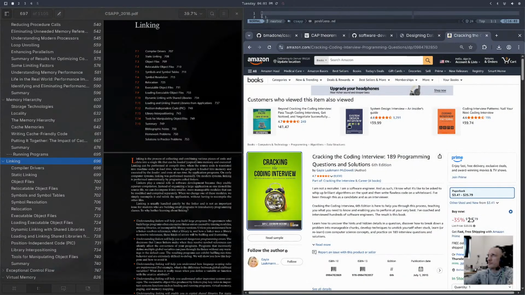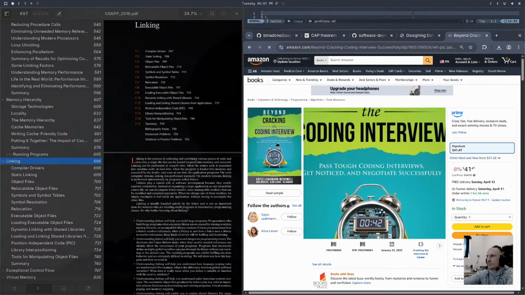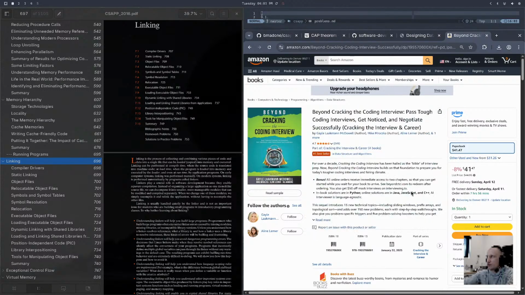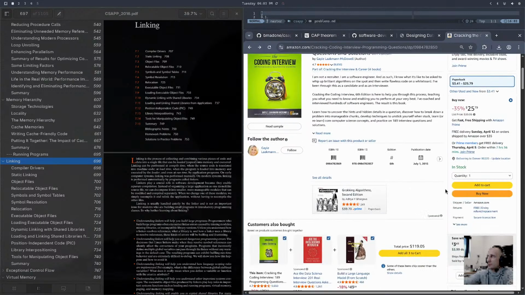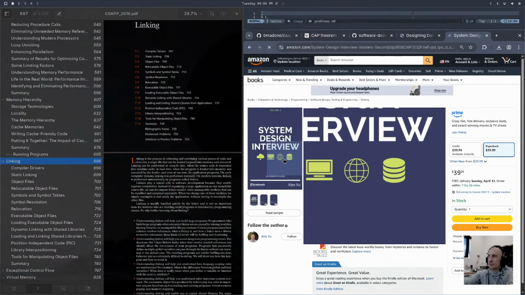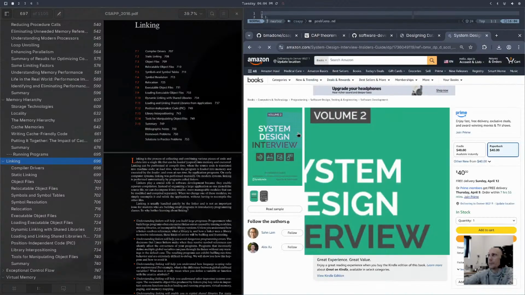But there's also one for, is this beyond Cracking the Coding Interview? I've never even read this, but I want to. This is a little bit more recent. It was published in January of 2025, whereas this one was 2015, so a decade before. These are the systems design interview books that I mentioned. These two here.